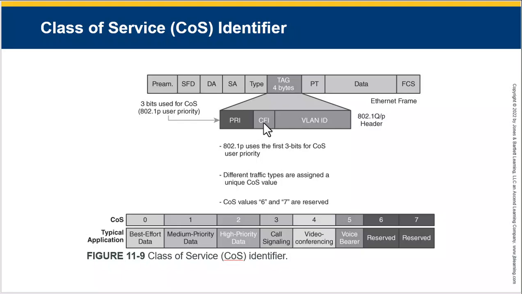The CFI is the canonical format indicator. You don't have to necessarily know that. This is used in bridging between Ethernet and token ring, which is not that popular anymore. It's kind of obsolete, but it's still there just in case. And then we got a VLAN ID. The VLAN ID consists of 12 bits, and that identifies which virtual LAN this traffic belongs to.